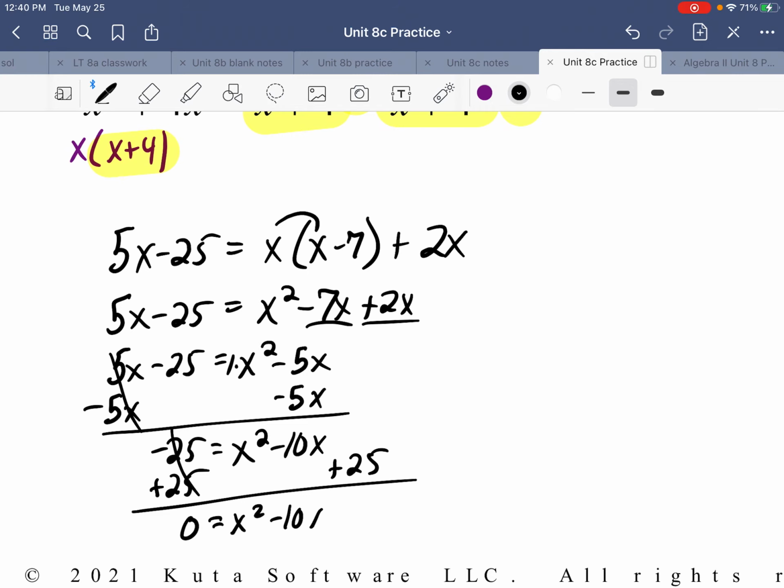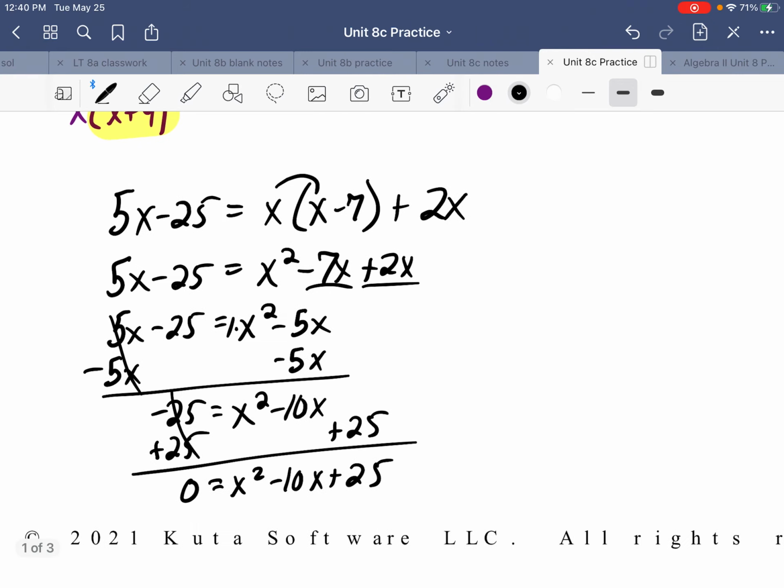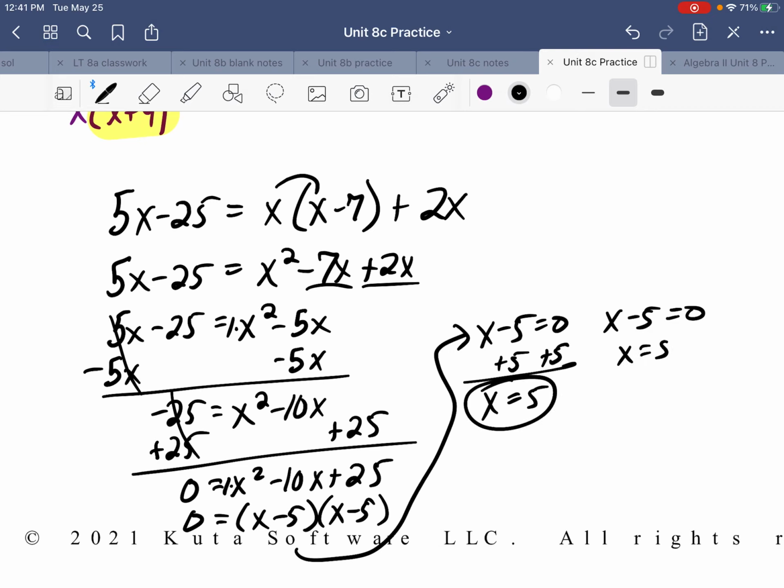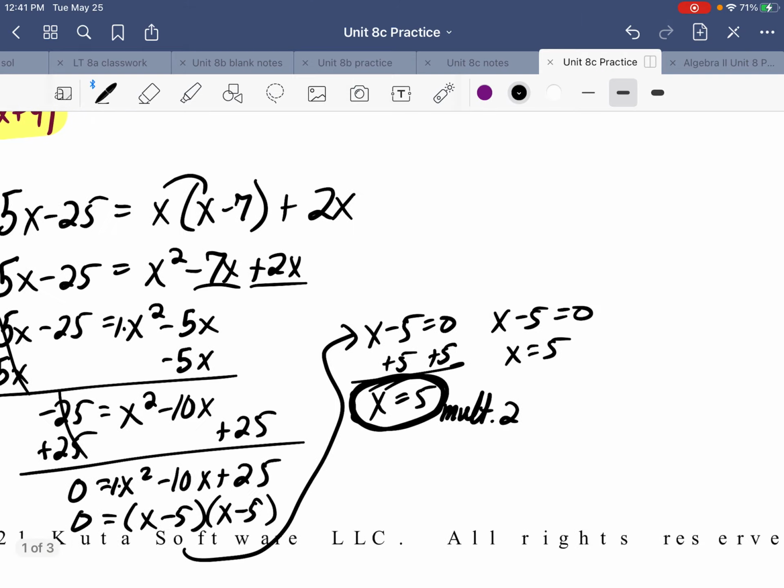So I have x squared minus 10x plus 25, and it is quadratic. A is 1. What two numbers multiply to c and add up to b? That's negative 5 and negative 5. Set each factor equal to 0. They happen to be exactly the same, so when you solve one, you actually solve both. x is going to equal 5. This just means we have one unique solution. If you want to say that we have a multiplicity of 2, meaning there's 2 of them, you're more than welcome.